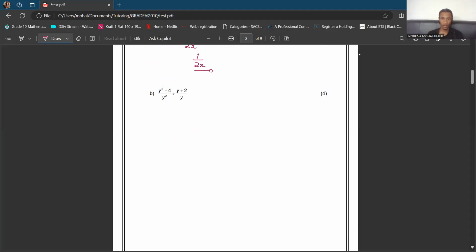So let us continue to the second question. So again, LCD. Do I need to deal with LCD? I don't think I need to deal with LCD because it's a division sign. If it was subtraction or addition of fractions, then I need to consider LCD. Now I'm dealing with division, so it's not necessary.